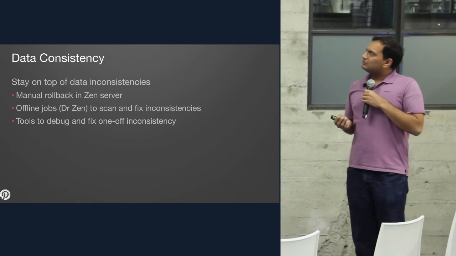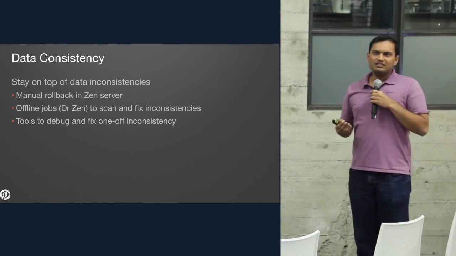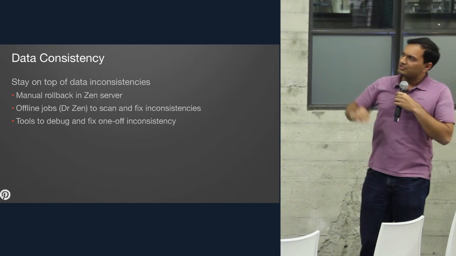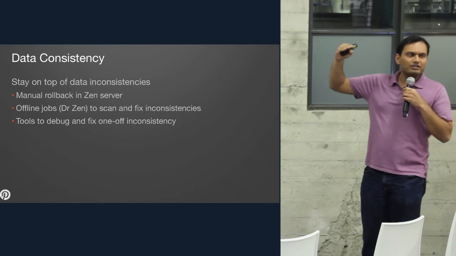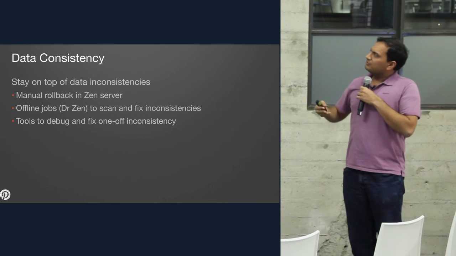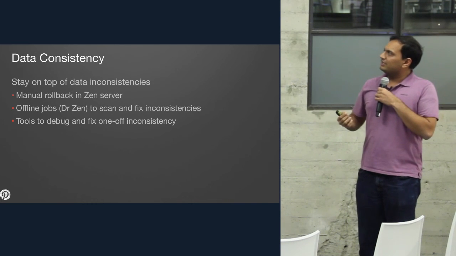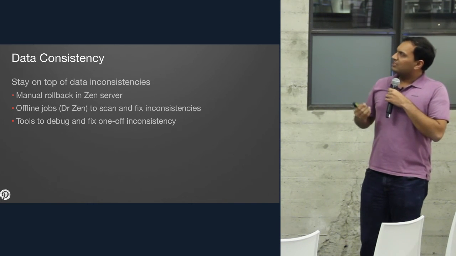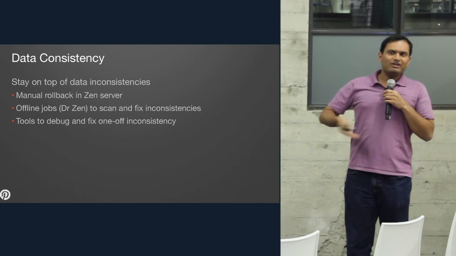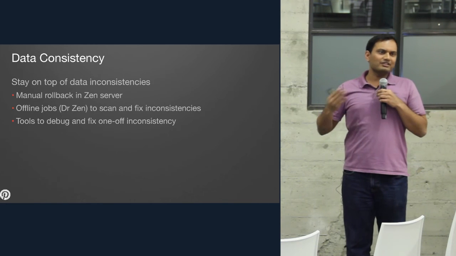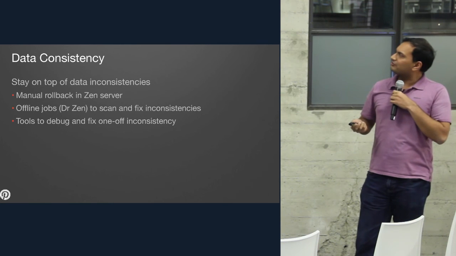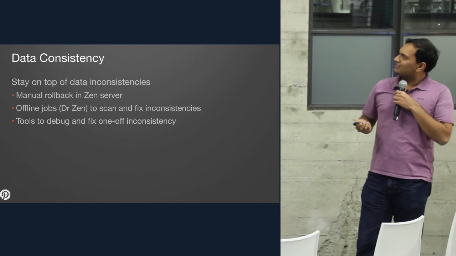Yet we did our best to reduce inconsistencies and tackle them. So when you do this sequence of operations and something fails, we do manual rollback in the Zen server. Tricks like that help you reduce some of the inconsistencies, but not completely get rid of them. So we have offline jobs, which we call Dr. Zen in this case, to periodically scan the whole cluster and fix inconsistencies. And we also have tools to do one-off inconsistency fixes.